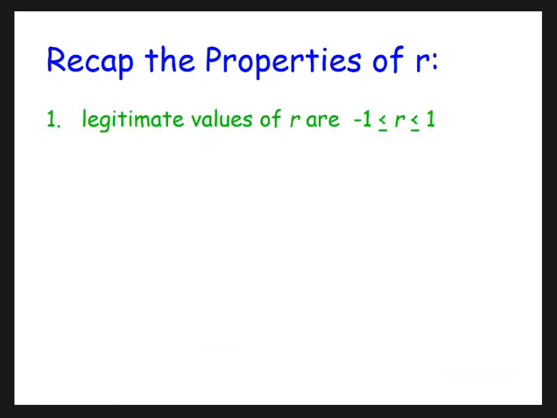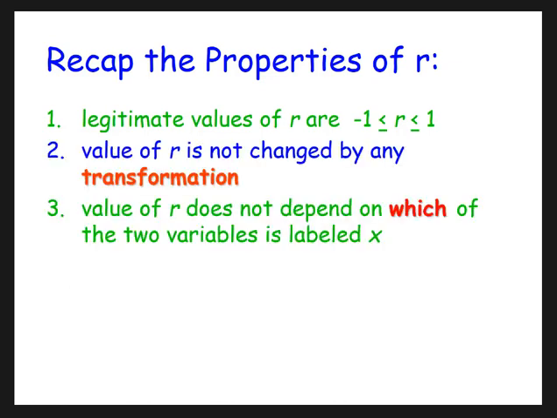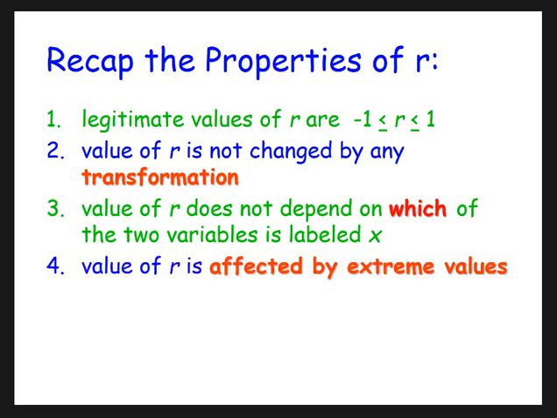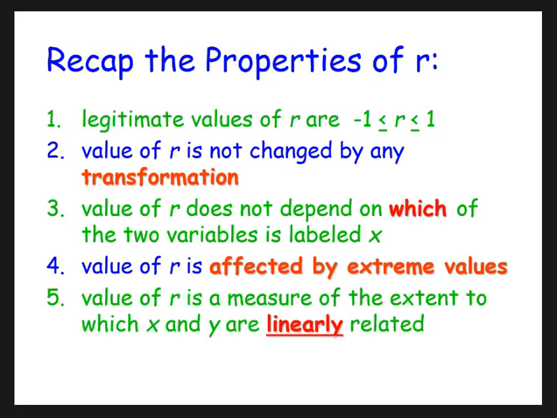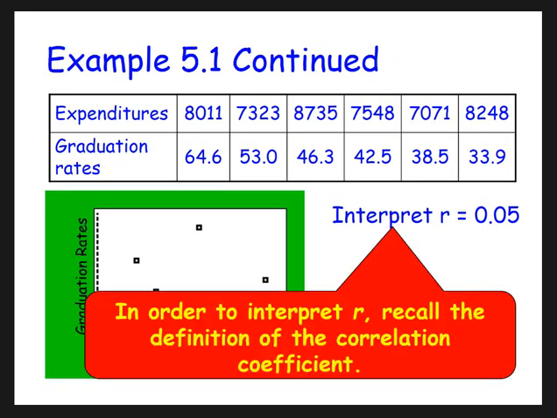The properties of R. Legitimate values of R are -1 to +1. It is not changed by any sort of linear transformation. It does not depend on which variable is the X or Y. The correlation coefficient is affected by extreme values. And it only measures linear relationships, not nonlinear relationships. So back to this example.